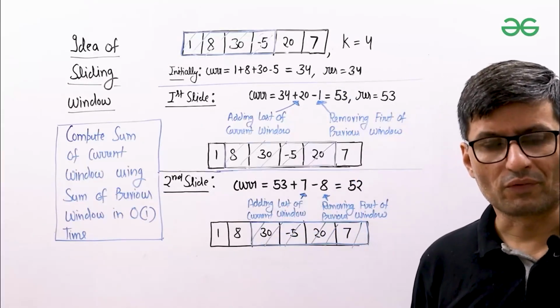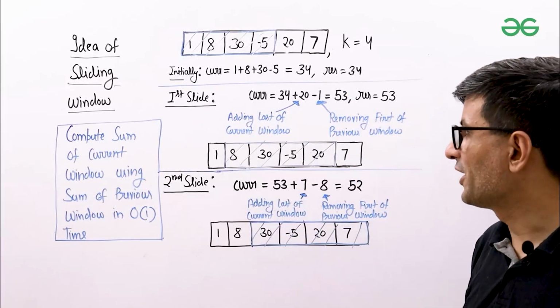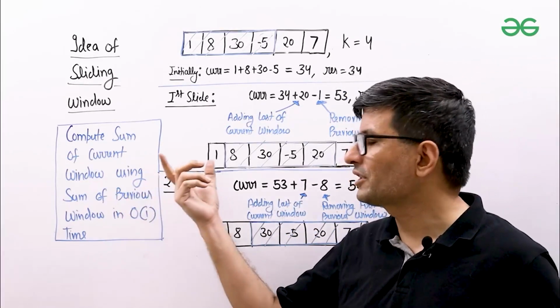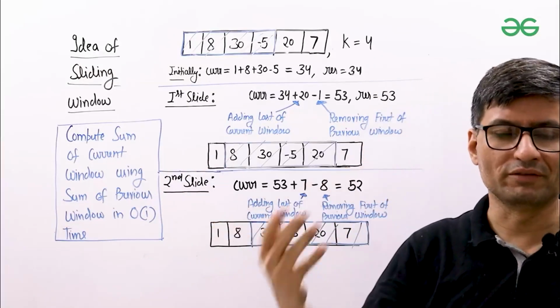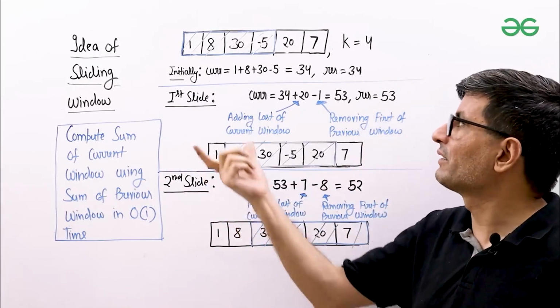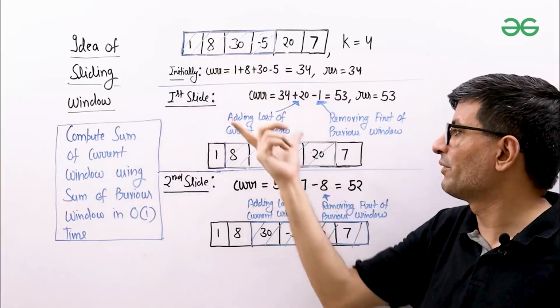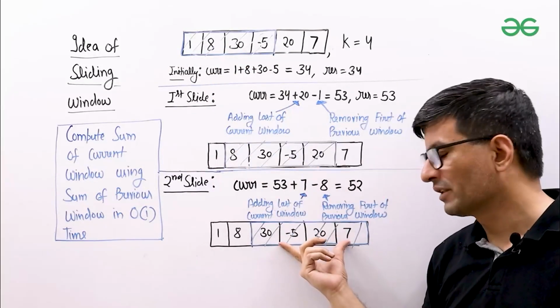Let us now talk about the window sliding technique. The idea of this technique is to compute the sum of the current window or subarray using the sum of the previous window. What we were doing in the naive approach, we were first computing this sum, then we were computing this sum, then we were computing this sum.